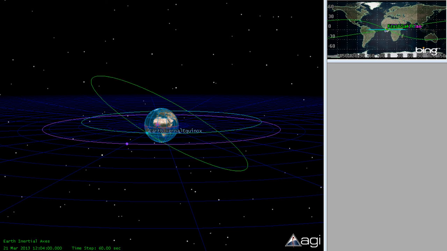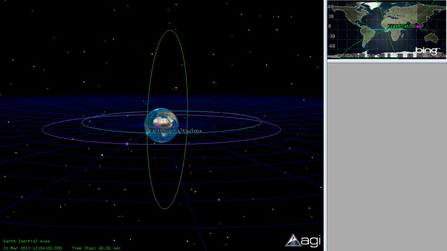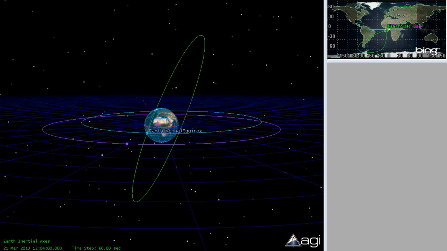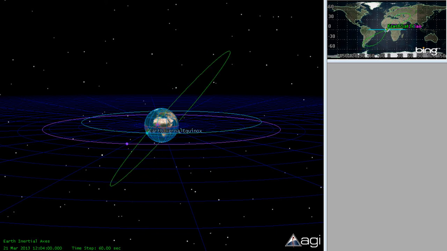Secondly, you won't ever see anything further north or south of the inclination. So if you want to fly over something at 60 degrees north, you need an inclination of 60 degrees or more. This is important when considering launch and landing sites.